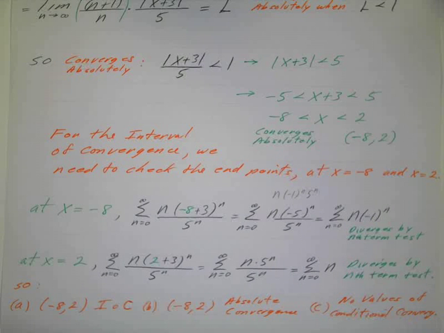Like the limit of 1 over n is equal to 0, no problem. Here I get infinity, and then I've got oscillating negative 1, positive 1. So it's not going to go to 0.